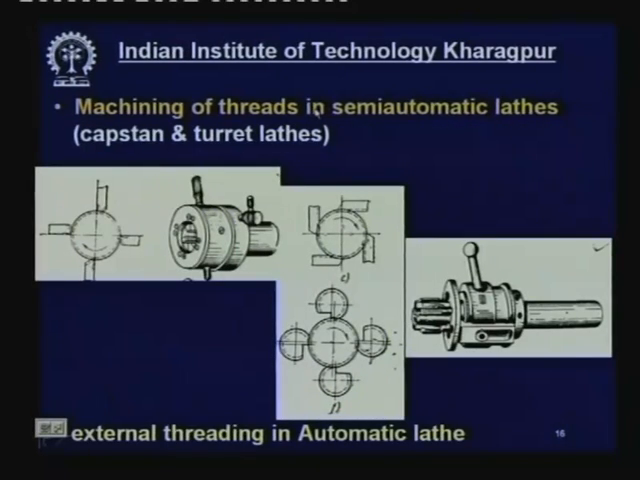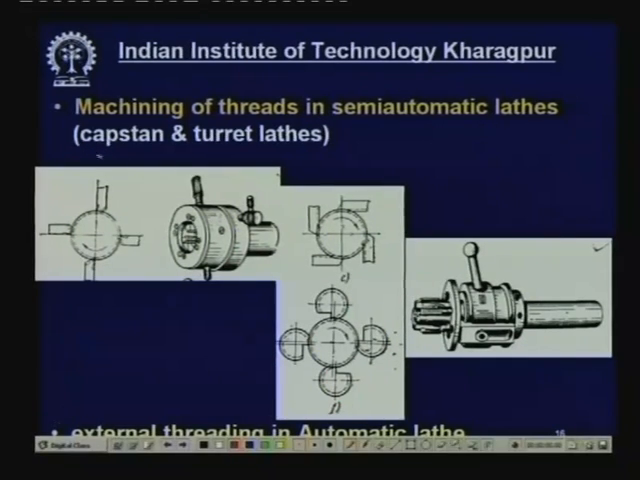Now, machining threads in semi-automatic lathes like the capstan lathe and turret lathe. You remember the capstan is smaller, low duty, and turret lathes are heavy duty, but both of them are semi-automatic and have a turret with 6 faces to hold 6 cutting tools, in addition to a few slides, front slide, rear slide and so on. What do you find here? We use a self opening die.